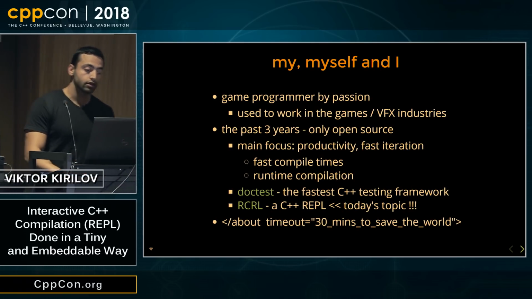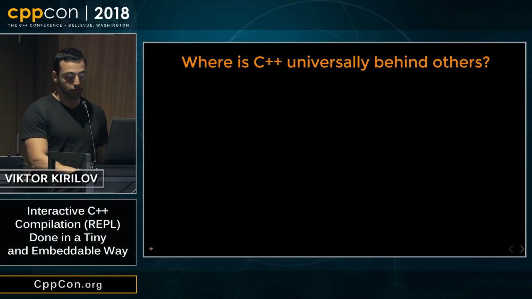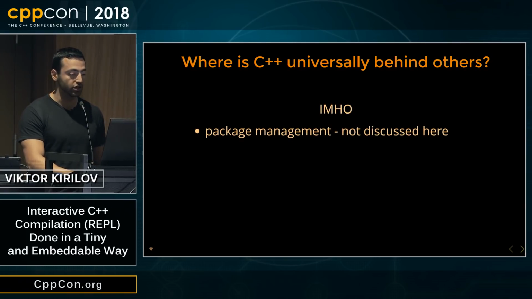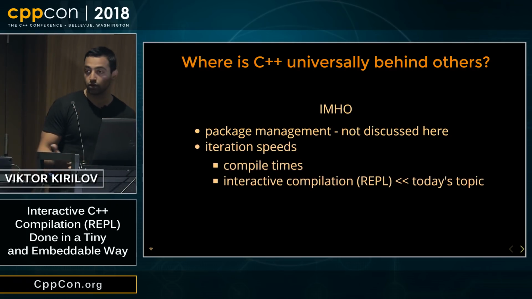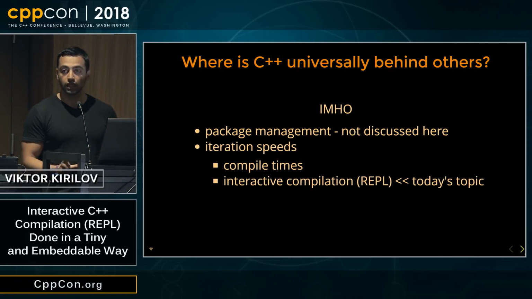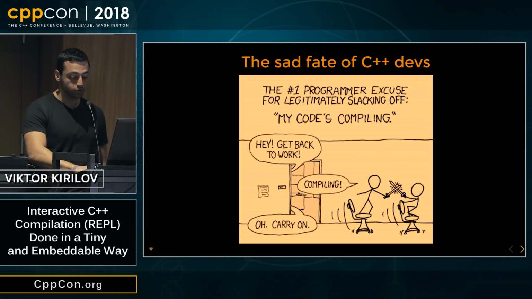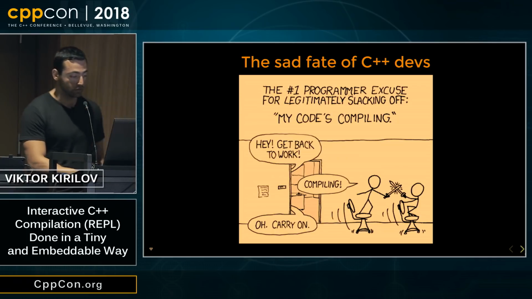So, universally, C++ is behind other languages in terms of two things, in my opinion. One is package management, and the other is iteration times, which is comprised of compile times, and also the lack of a REPL for interactive compilation. Have you ever seen this meme? It's actually present in all of my talks because that's like my sweet spot.